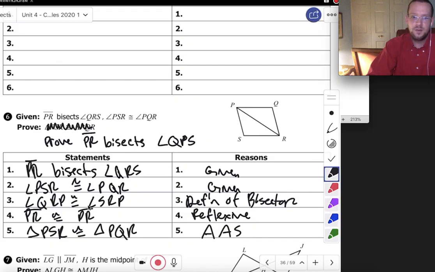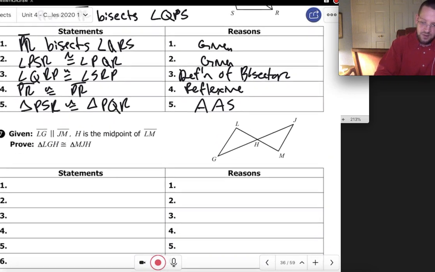One step further, one step beyond CPCTC. If you look here, I changed this from prove the two triangles are congruent to prove that PR is the bisector of angle PQS. We were given that the bisector is QRS. We want to prove that it's also a bisector of PQS. What we do is really no different than the CPCTC proofs, except we just take it one step further. Let me show you what that would look like.